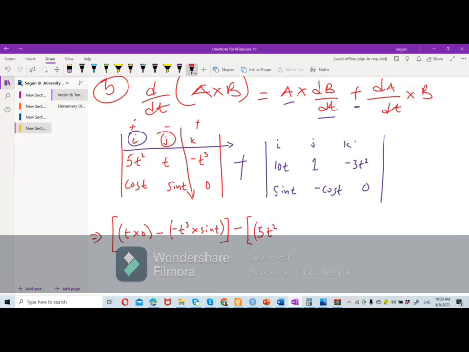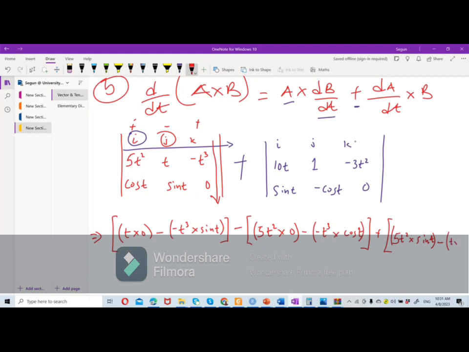5t squared multiplied by 0 minus t cubed multiplied by cos t. The last column also, which is positive, will also parallelize, and the first row will parallelize. We release this one, this will be affected. So we have 5t squared multiplied by sine t minus t multiplied by cos t. So let's take note of that.